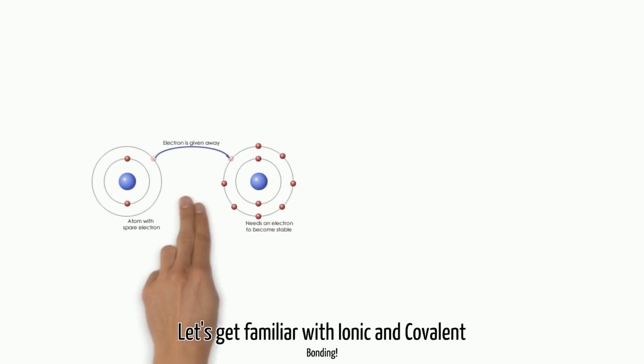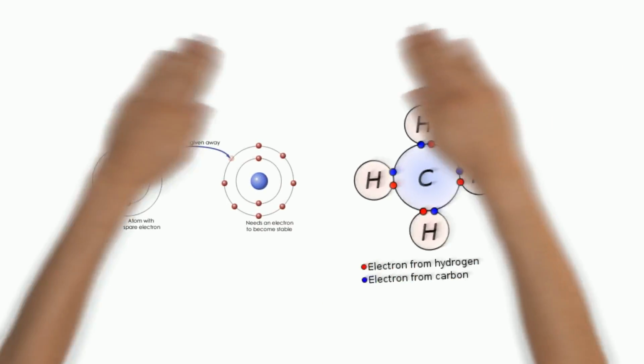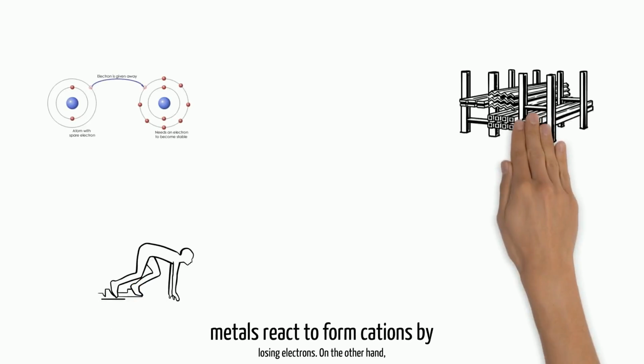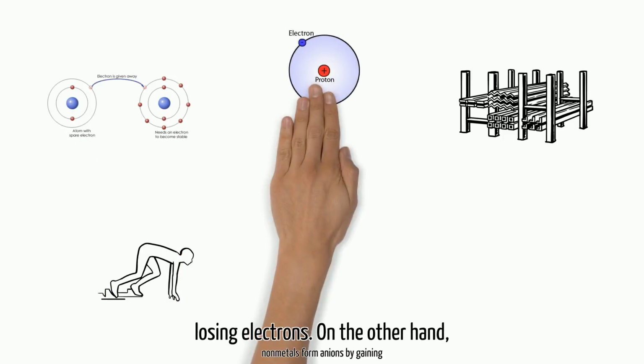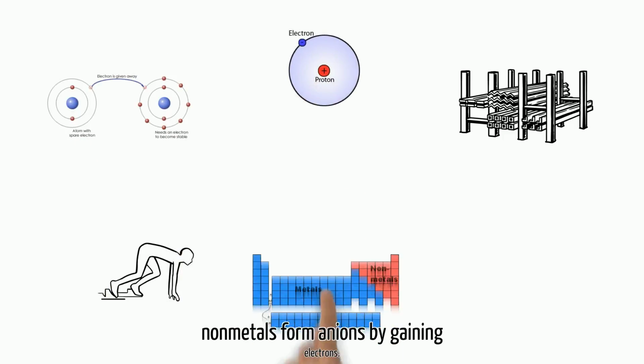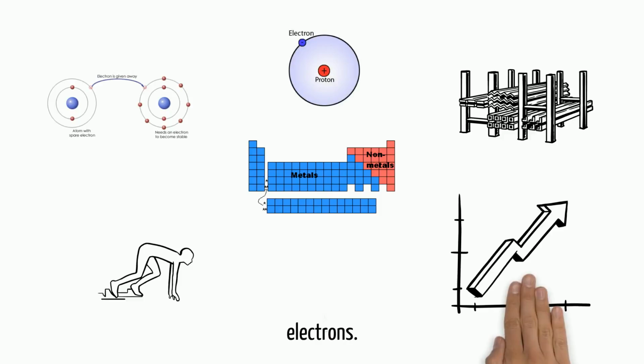Let's get familiar with ionic and covalent bonding. First, let's start with ionic bonding, where metals react to form cations by losing electrons. On the other hand, nonmetals form anions by gaining electrons.